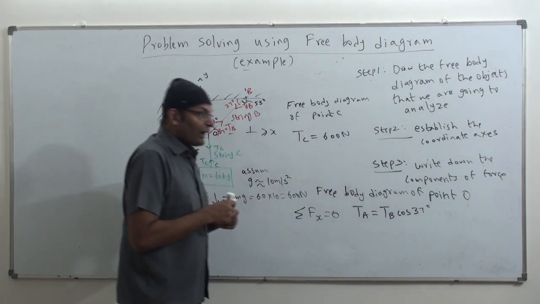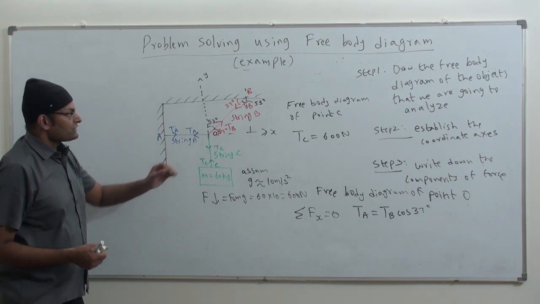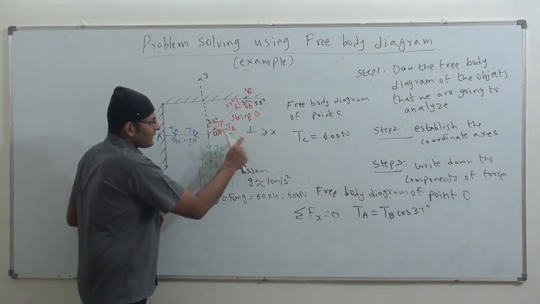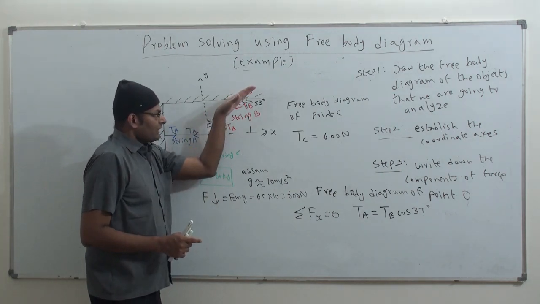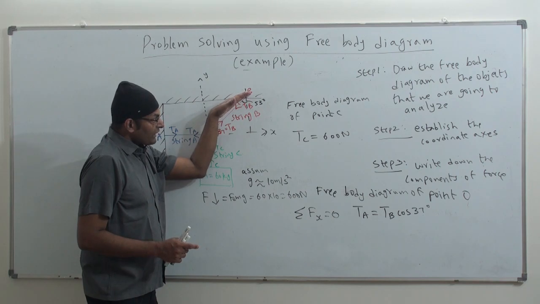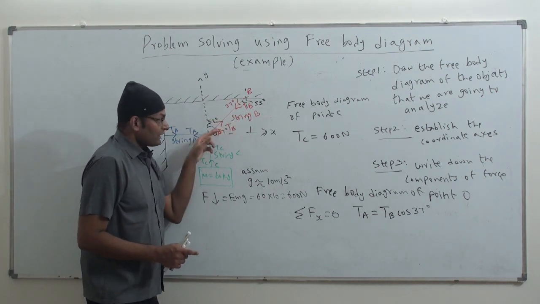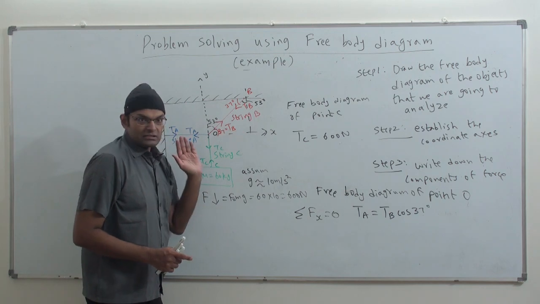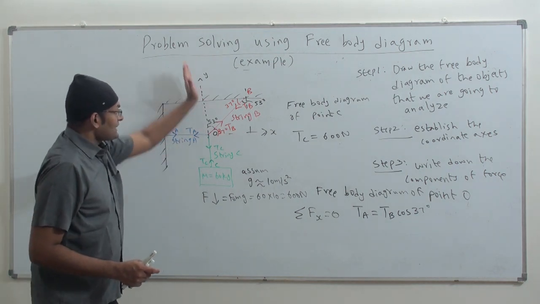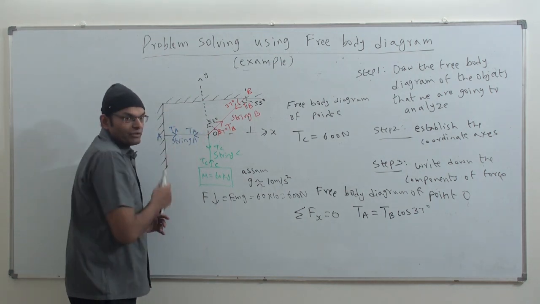Now you may think, why am I writing cos 37 degrees? Because you see, this is a right angle triangle. This is tension B, and what is the component of tension B onto the x-axis? It makes an angle of 37 degrees. So you can write it as TB cos 37 degrees. The same way, let's take this. It makes an angle of 53 degrees.